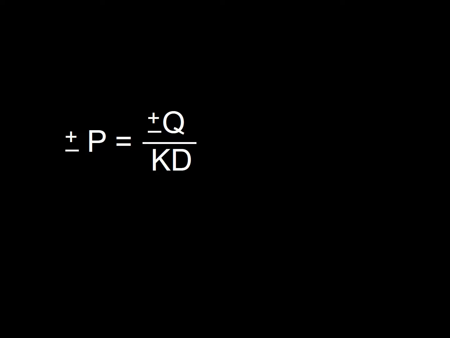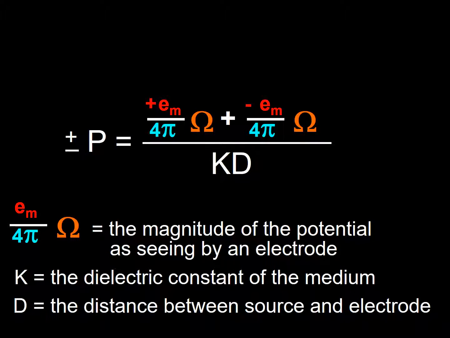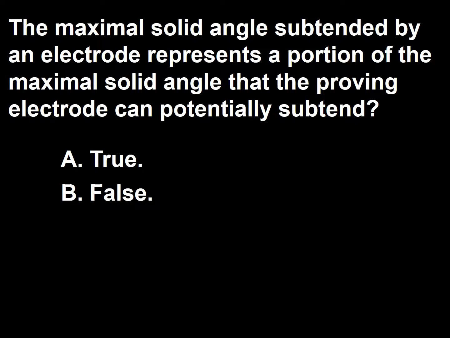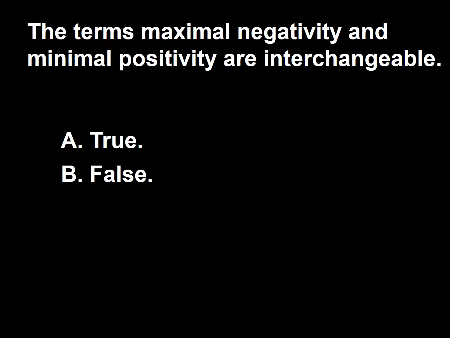We have already established that the magnitude of a potential seen by an electrode is equal to the magnitude of the charge and inversely proportional to the distance and dielectric constant. So we can substitute charge by the potential as seen by the electrode. We can do this using the magnitude of what the electrode sees as stipulated by its maximal solid angle. So the answer to this question is true. Next question. The terms maximal negativity and minimal positivity are interchangeable. A true, B false.